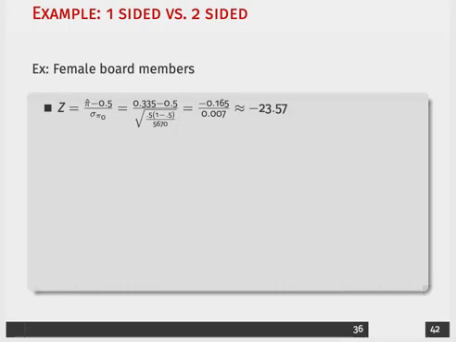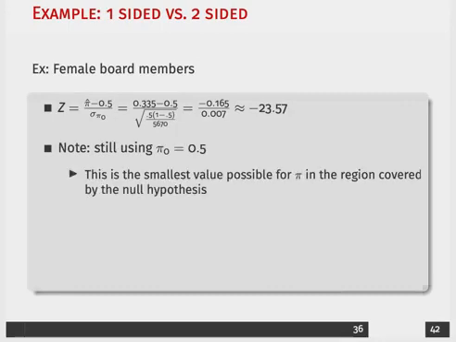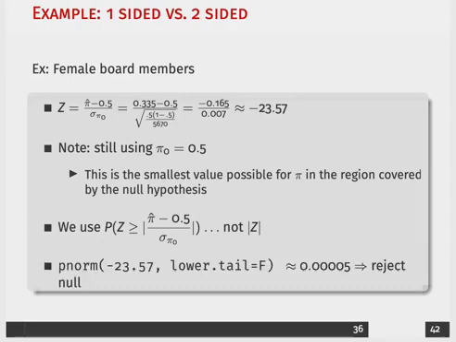So when we construct our z-score and we see that we have negative 23.57, remember that we're using a null of 0.5, so the smallest possible value that's covered by the null is not going to be the absolute value. We're only going to want to use one tail. In this case, it's such a high value that we're still going to end up rejecting the null hypothesis, but you can see that the p-value is in fact different than if we multiplied by 2 and looked in both sides of the distribution.